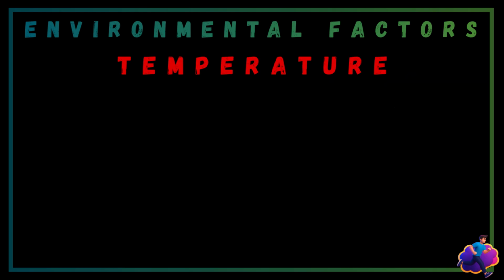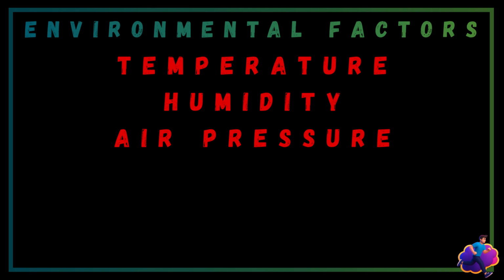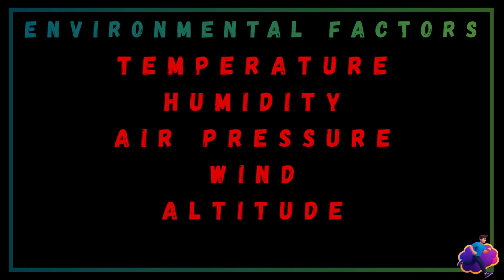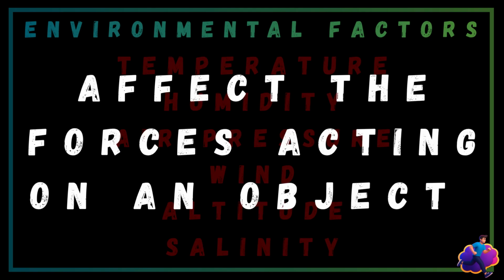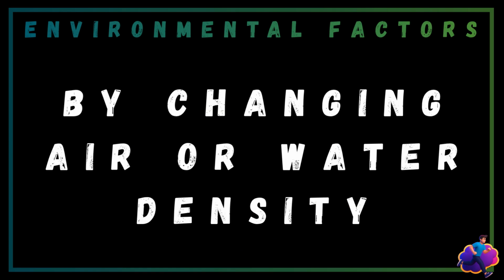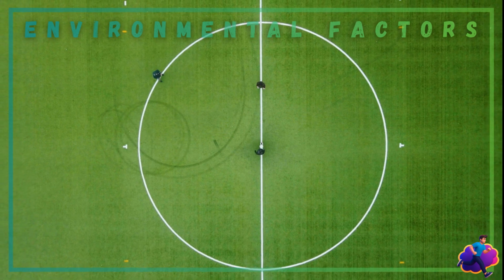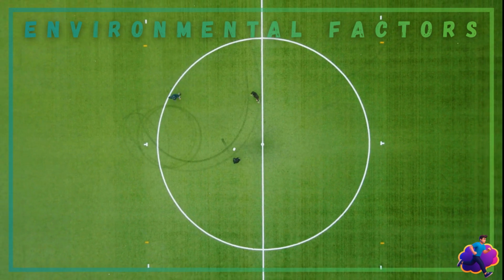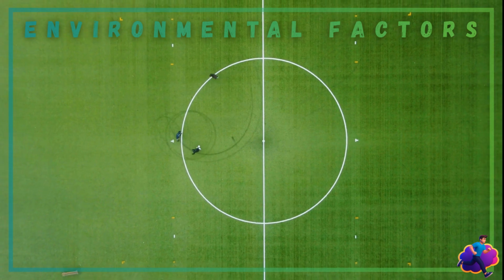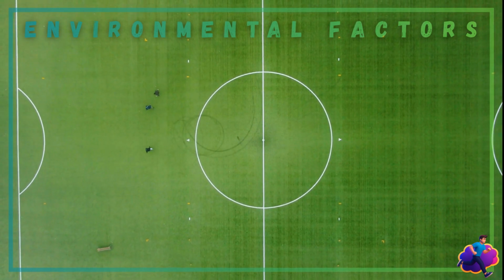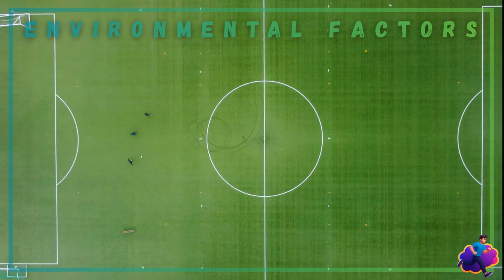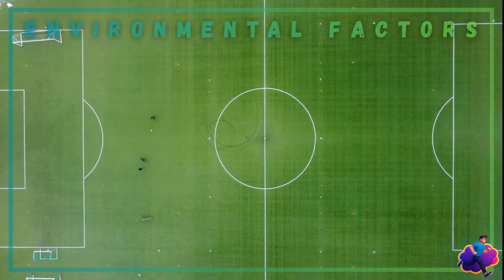Environmental conditions such as temperature, humidity, air pressure, wind, altitude and salinity of water affect the external forces acting on an object. They do this mainly by changing air or water density, which changes lift, drag and buoyancy. And once those forces change, the movement of the object changes too. That's why understanding environmental conditions is such an important part of biomechanics in sport.